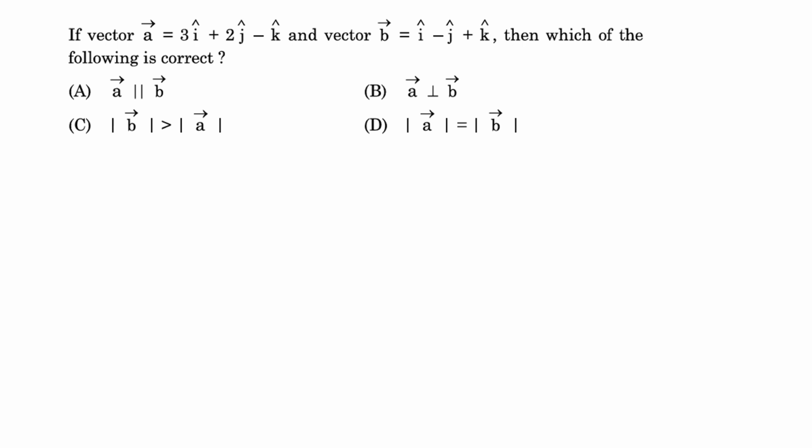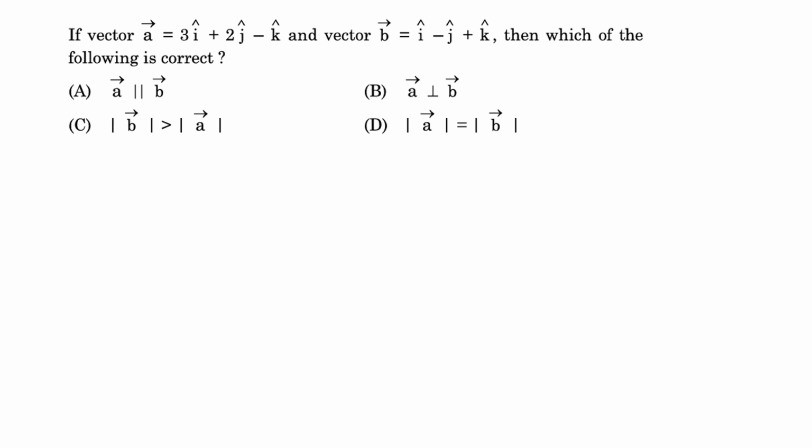If vector A is equal to 3i plus 2j minus k and vector B is equal to i minus j plus k, which of the following is correct? Vector A is parallel to vector B. If one vector is parallel to another vector, A should be a scalar multiple of B. We see that A is not a scalar multiple of B.